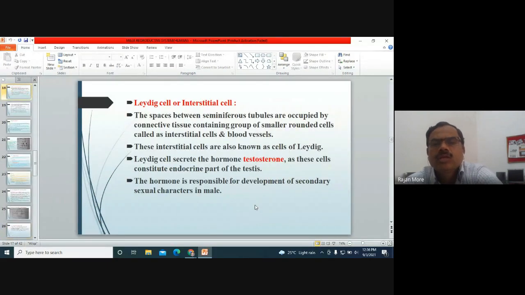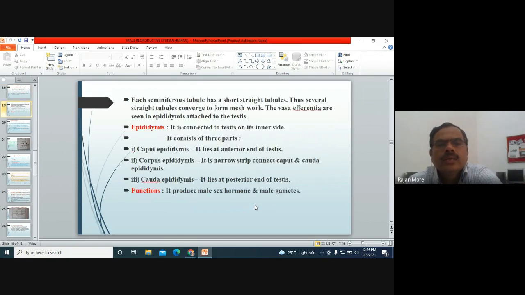And the Leydig cells or the interstitial cells are present in between the seminiferous tubules in the connective tissue. These are surrounded by blood vessels, and are also known as the cells of Leydig, which secrete the hormone testosterone, and it constitutes the endocrine part of the testis. This hormone is responsible for the development of the secondary sexual characters in men.